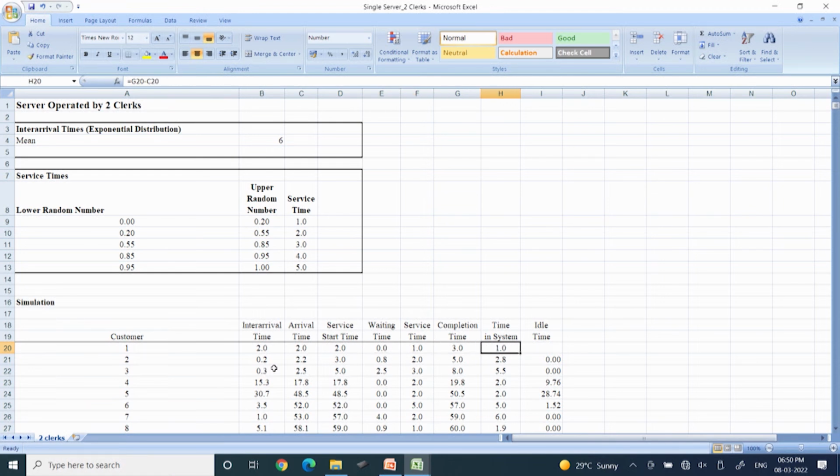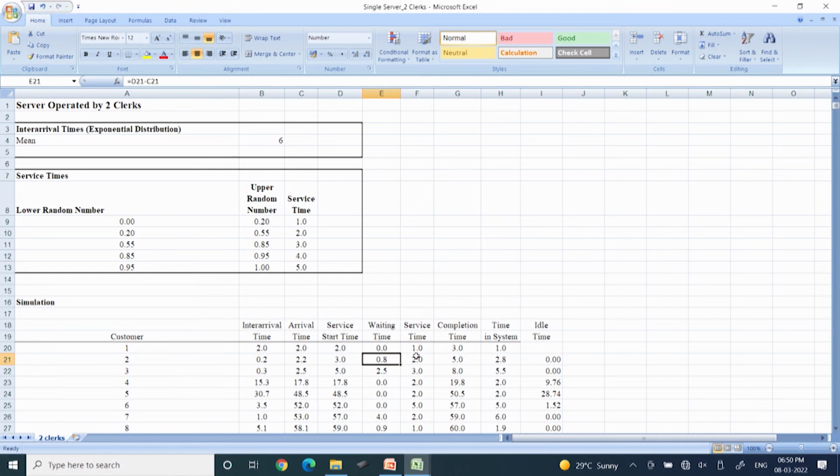Similarly, for the second customer, the arrival time is taken. You see the service start time and service time. This second customer is arriving at 2.2, but the completion time is 3. So, he has to wait. How much time does he have to wait? 3 minus 2.2, so 0.8 minutes.